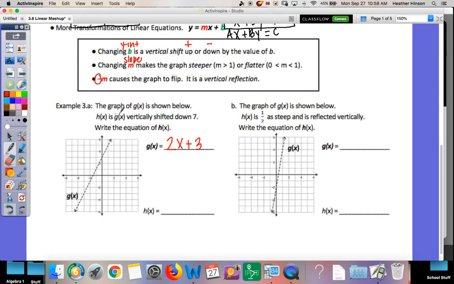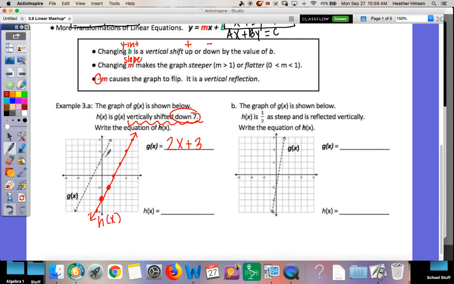Now for h of x, it says h of x is just the same graph, but it's vertically shifted down 7. Vertical shift, that is your y-intercept. So I'm going to take that y-intercept and I'm going to move it down 7. So I'm going to go 1, 2, 3, 4, 5, 6, 7. And that's going to be my new y-intercept. I'm not changing anything else about this graph. I'm just moving it down 7. So my slope, that was up 2 over 1, it's still going to be up 2 over 1. Erase this little line. So that's still going to be my slope. And I can draw a line through that up 2 over 1, with my arrows, of course. So that is h of x.